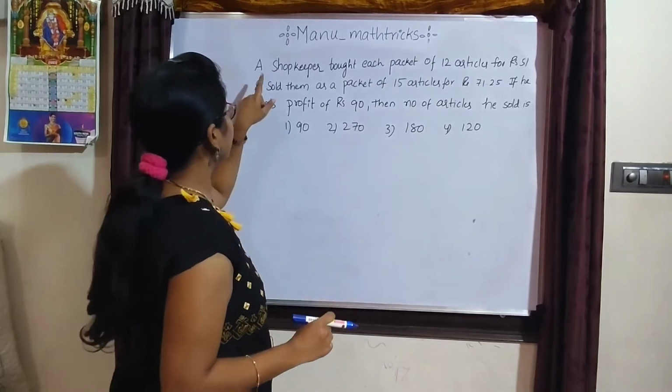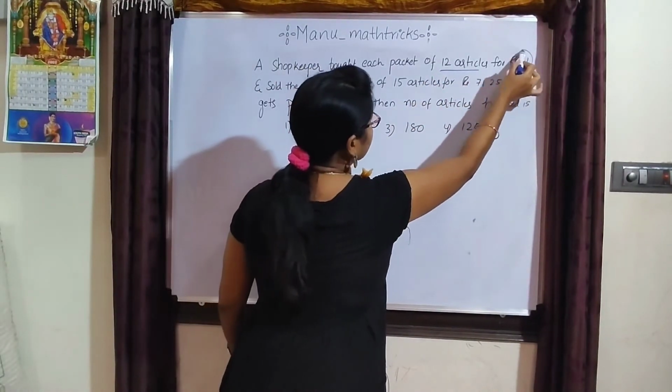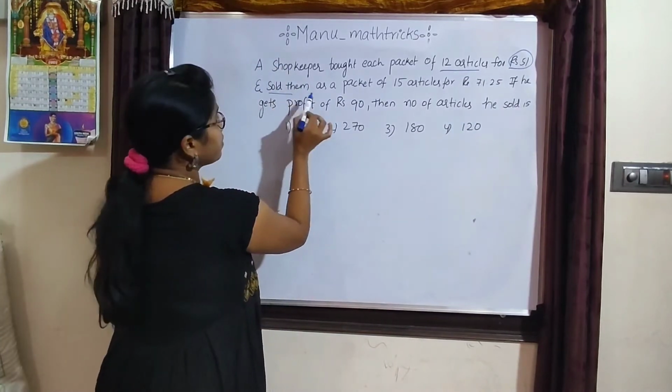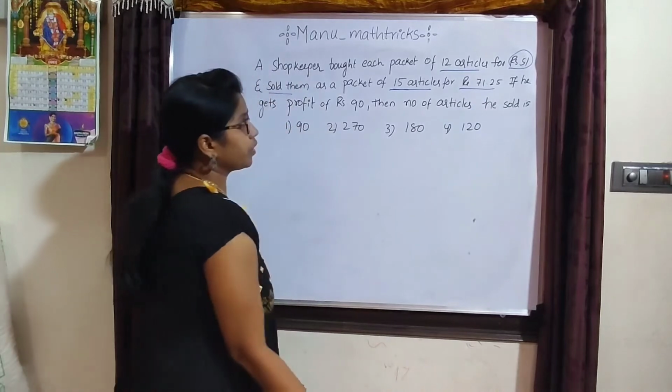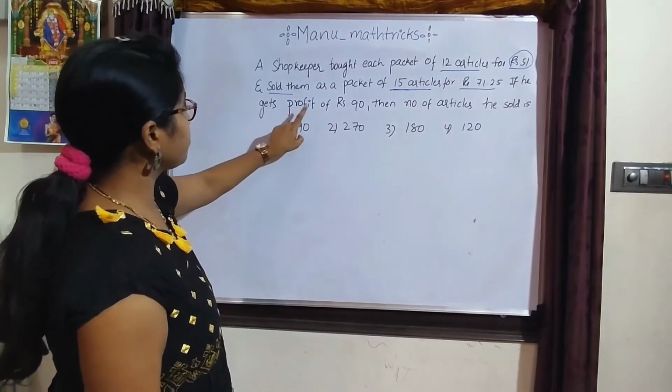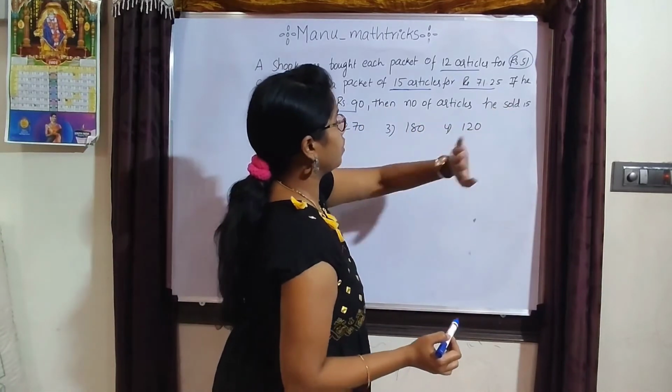Look at this question. He is saying a shopkeeper bought each packet of 12 articles for rupees 51 and sold them as a packet of 15 articles for rupees 71.25 paisa. If he gets a profit of rupees 90, the number of articles he sold is.